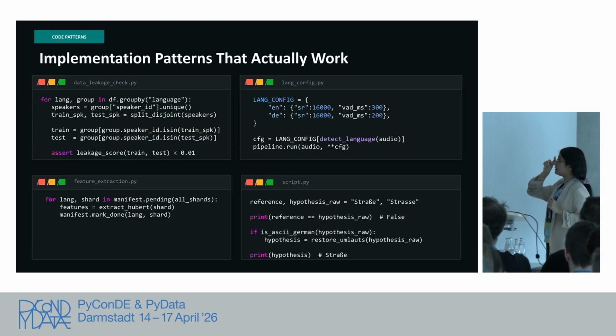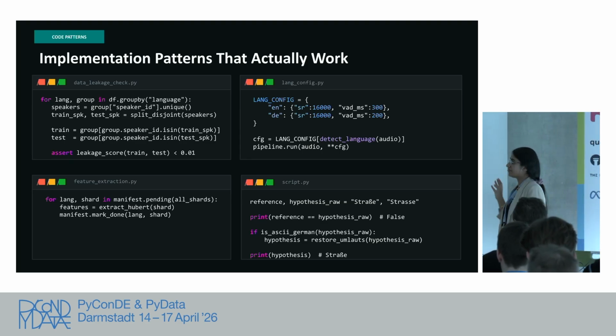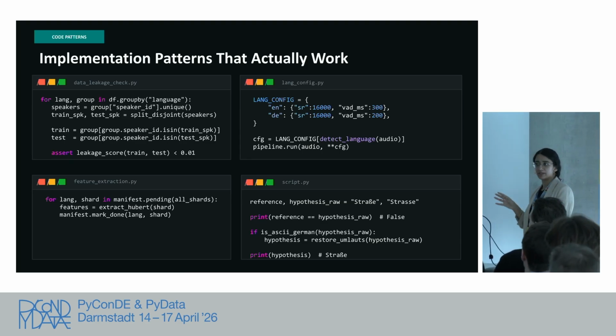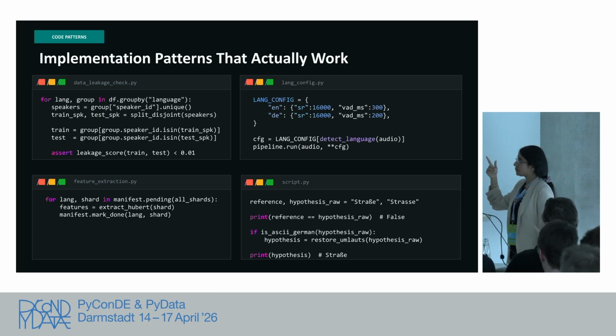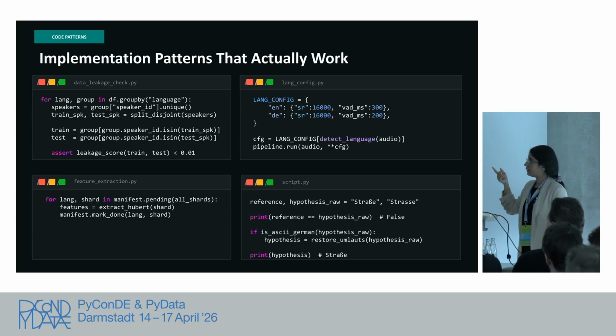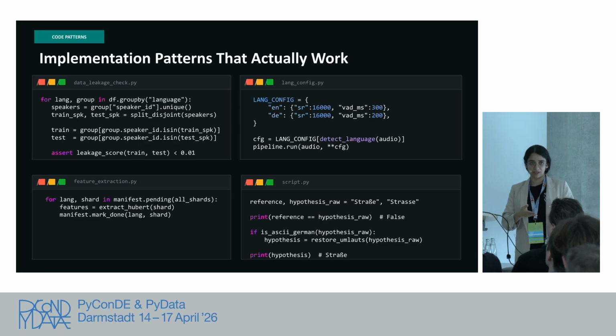Okay, so these are certain design patterns that we have used in our pipeline when we were building ASR models. The first one is data leakage: making sure every speaker ID is disjoint so that there is no commonality between two speakers in different samples or splits of the data. The other one is the language config. Every language should have a different preprocessor, normalizer, and so on and so forth.